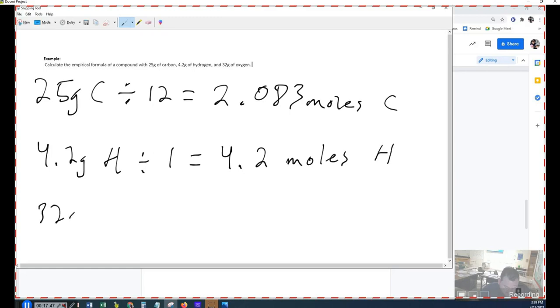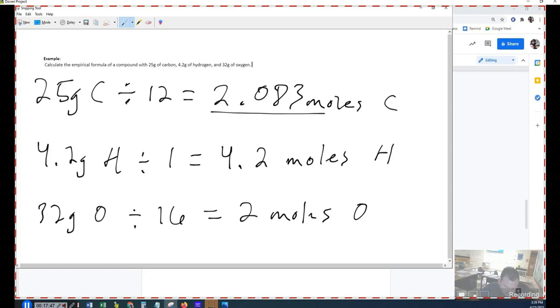And then I got 32 grams of oxygen. I'm going to divide by the atomic mass of oxygen, which is 16. That looks like 2, so that's 2 moles of oxygen. So I get 3 numbers: 2.083, 4.2, and 2. I'm going to divide all of them by the smallest number. The smallest number there is 2. 2 is less than 2.083, and 2.083 is less than 4.2, obviously. So we're going to divide them all by 2.